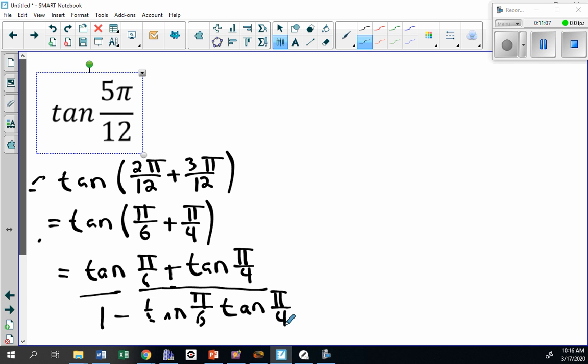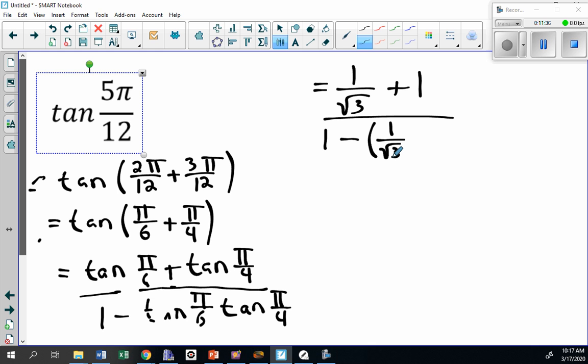Now we can start actually evaluating this. So tan pi over 6 is equal to 1 over square root of 3. And we're adding tan pi over 4, which is just 1. Now on the denominator, we have 1 minus tan pi over 6, we already said was 1 over square root of 3, which is kind of ugly to have a complex fraction there. And then tan pi over 4, again, is just 1. Okay, so now we're getting somewhere.